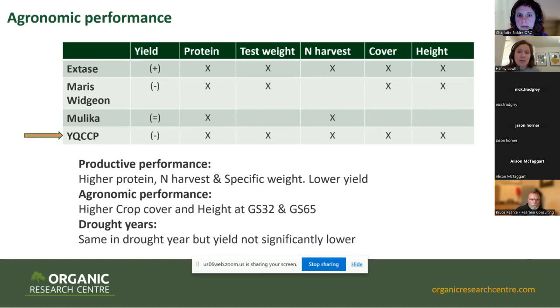And then when we're looking at the agronomic performance, it showed significantly higher crop cover and height at both growth stage 32, so at booting, and also at anthesis, so at growth stage 65.